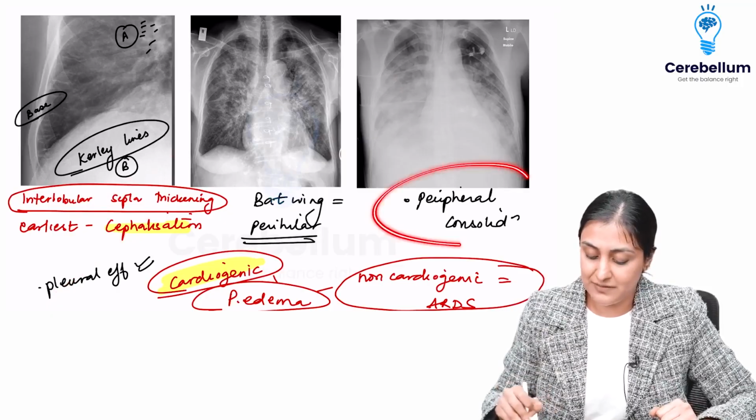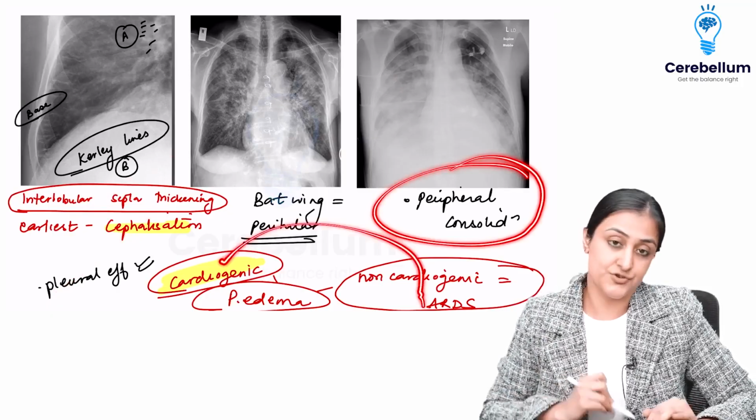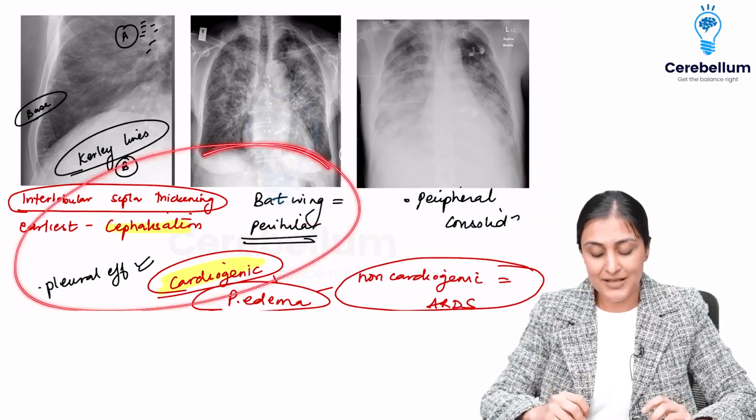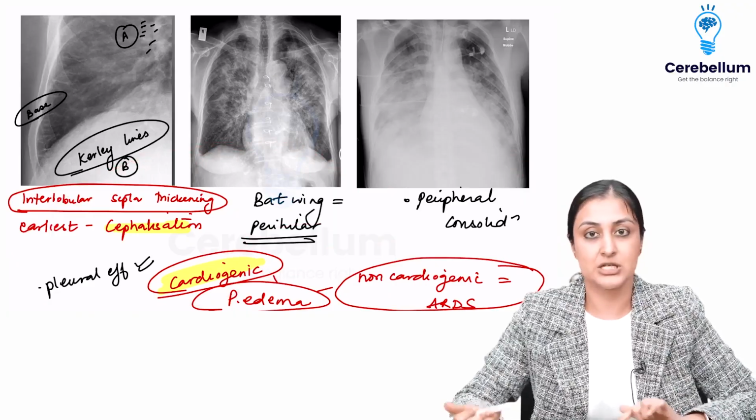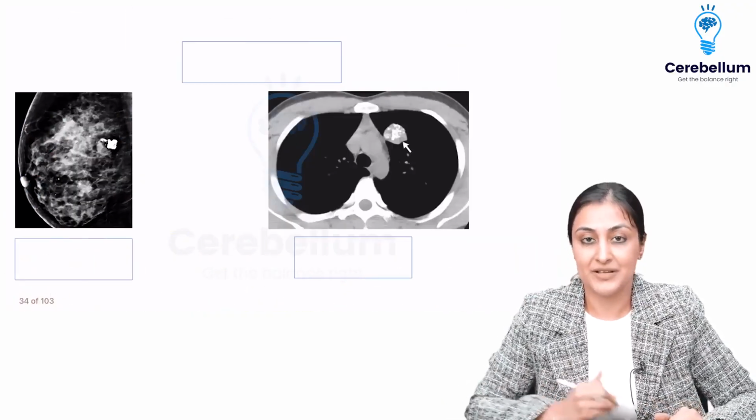So that is what is very, very important. ARDS versus cardiogenic. If you understand the pathophysiology and the concept here, you will not need to memorize it. Okay. So this is pulmonary edema.